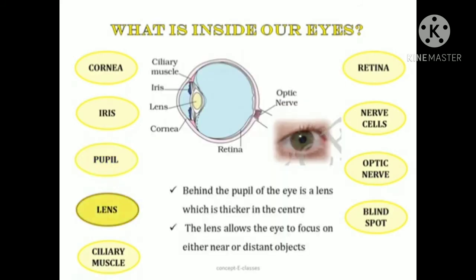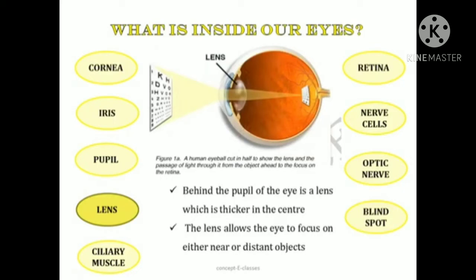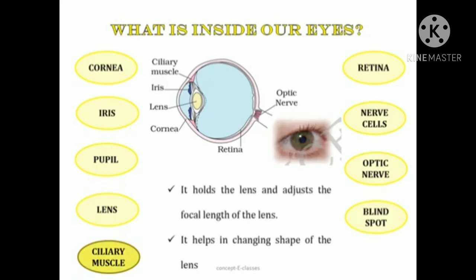The next part of the eye is the lens. Behind the pupil of the eye is a lens, which is thicker in the center. The lens is this yellow part here. This lens is a convex lens. The lens focuses light on the back of the eye, on a layer called the retina. We will discuss the retina in the forthcoming topics. The lens allows the eye to focus on either near or distant objects.